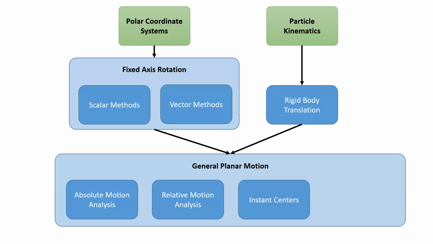Next up, we've got what's known as instant centers. Instant centers is a method where we are going to try to turn a general planar motion, which is translation and rotation, into a fixed axis rotation problem. There is always, at an instant in time, one point that can be the center of rotation. So if we find that point, we can treat it like fixed axis rotation.